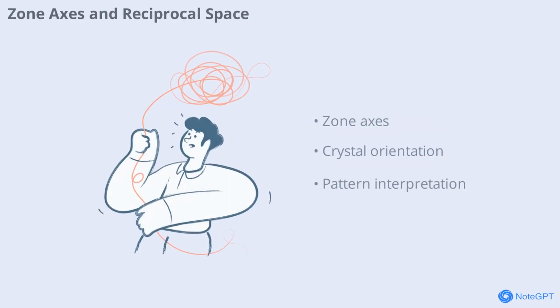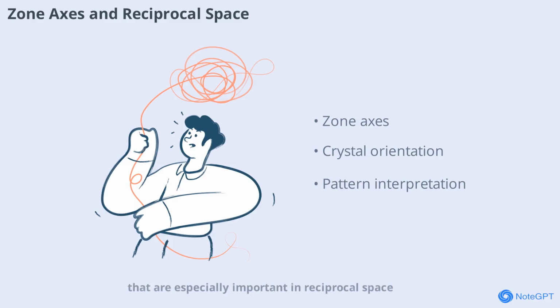Zone axes are directions in a crystal that are especially important in reciprocal space. They correspond to lines along which many diffraction spots are aligned. By identifying zone axes, scientists can orient crystals for analysis and interpret complex diffraction patterns more easily. Understanding zone axes is essential for advanced studies in crystallography and materials science.